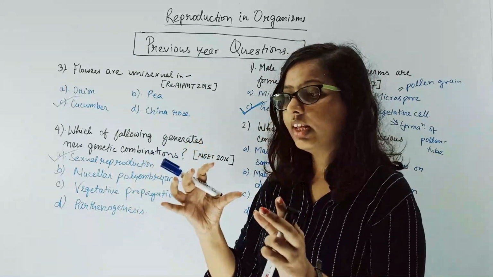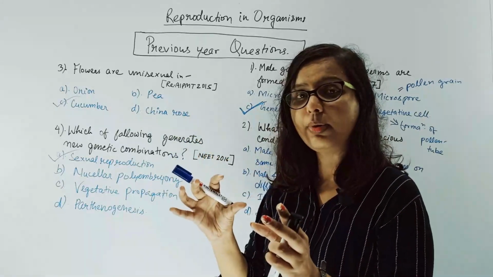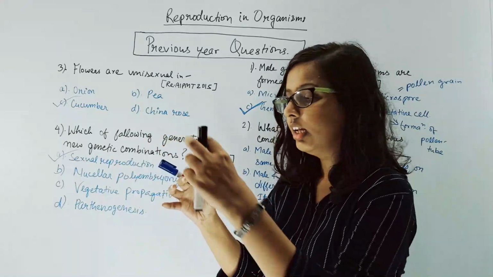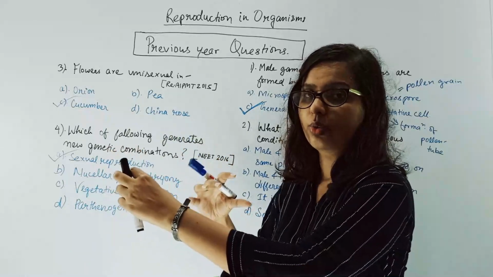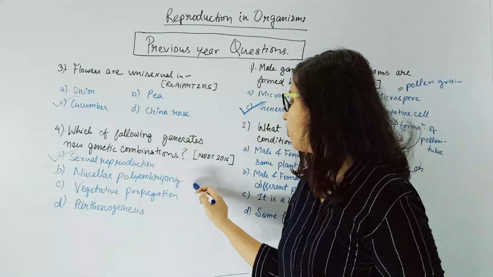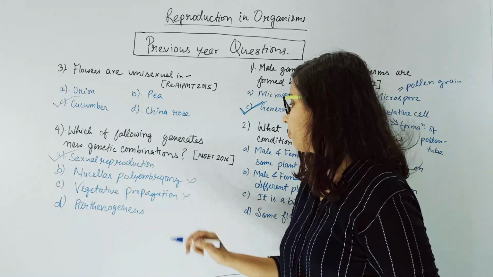They are called clones because they are similar to their parent. The offspring is similar to the parent, and if two offspring are formed from the same parent, then these two offspring will be similar to one another also. So a new genetic combination is not formed in vegetative propagation.